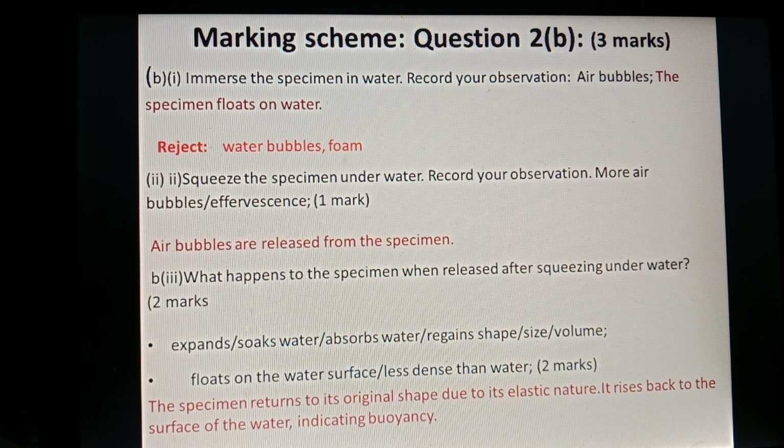Roman 3, what happens to the specimen when released after squeezing underwater? It expands, or it soaks water, or it absorbs water, or regains shape, size, or volume. And the second point is that it floats on water surface. It is less dense than water, so that you get your 2 marks. The other way is that the specimen returns to its original shape due to its elastic nature. It rises back to the surface of the water, indicating buoyancy.